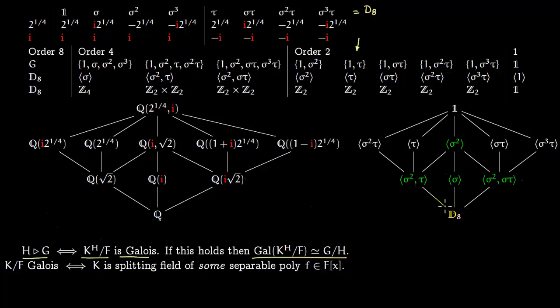D8 has order 8, and sigma square, tau, see, this is right here. Sigma square and tau, this is order 4. This is order 8, so you expect this extension to be 2 because G over H is 2. Again sigma has order 4, you expect this to be 2. Then sigma square, sigma tau, this is also a normal subgroup. Notice that all these subgroups are normal subgroups, all of them. This is also of order 4, so this is 2.